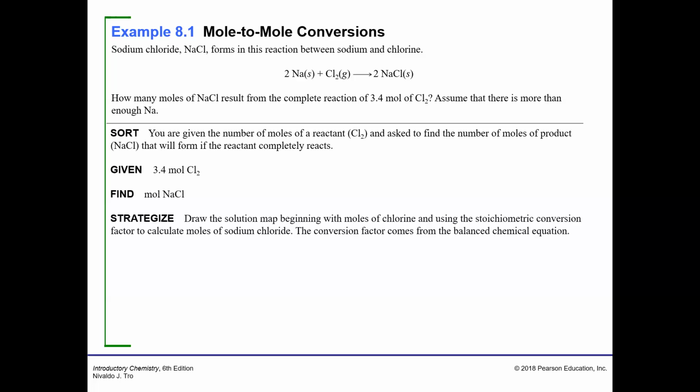So the strategy is this: draw the solution map, beginning with the moles of chlorine and using a stoichiometric conversion factor to calculate moles of sodium chloride. The conversion factor comes from the balanced chemical equation. So that's the reason why we have to learn how to balance equations. If you don't learn how to balance the equation, you cannot get your correct answer.